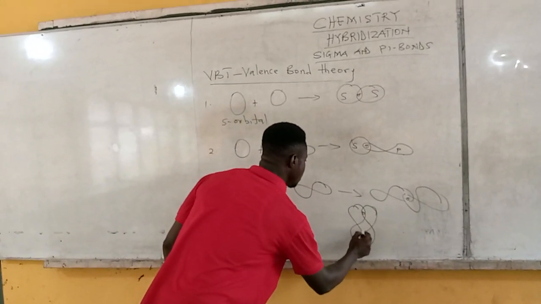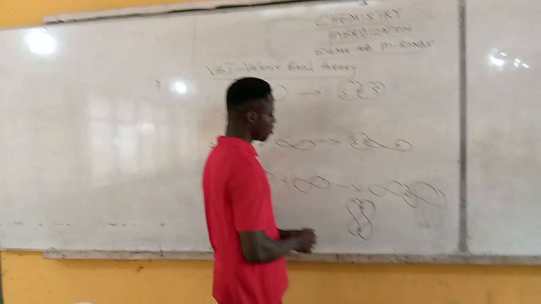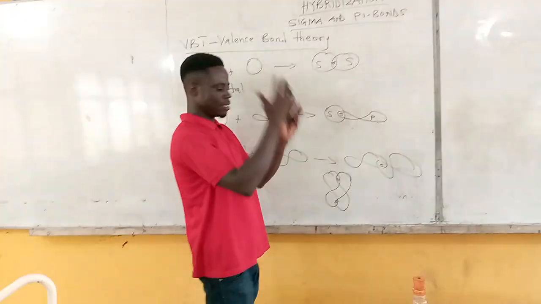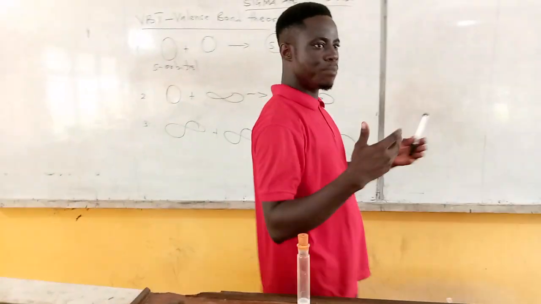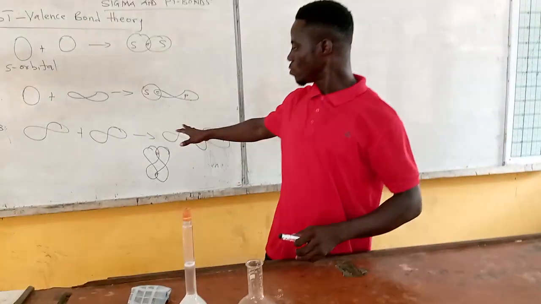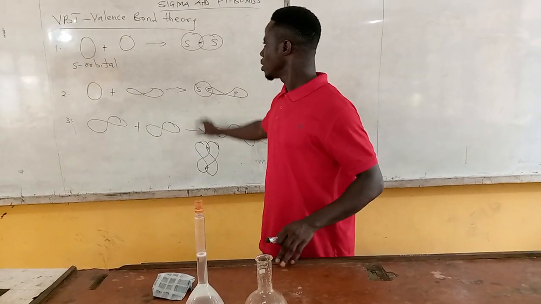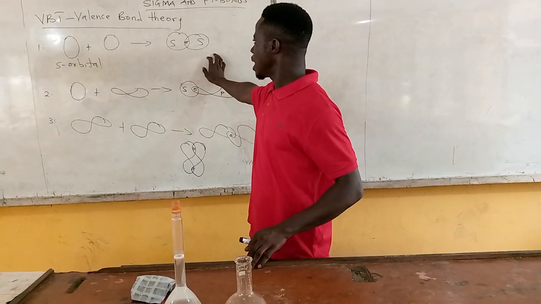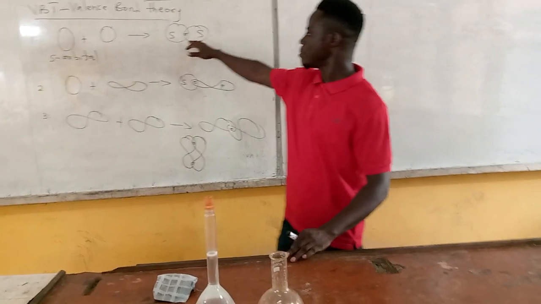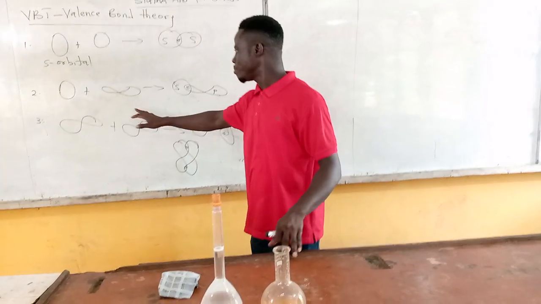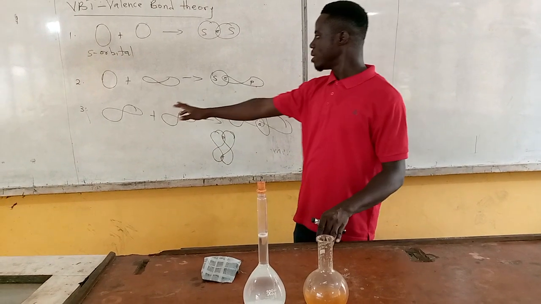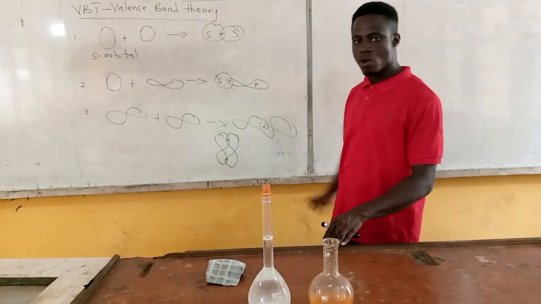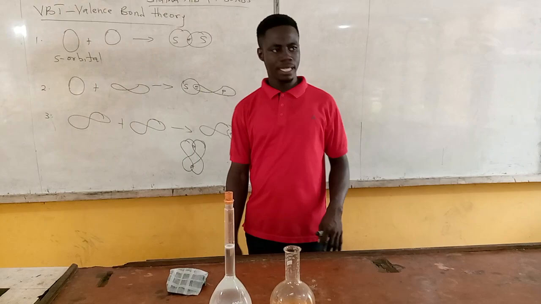In this case, there is a formation of a head-on overlap like this. So when I mix two p orbitals, I'm able to form a sigma bond. When I mix s and s orbitals, I'm able to form a sigma bond. When I mix s and a p orbital, I'm able to form a sigma bond. When I mix p and a p orbital, I'm able to form a sigma bond.